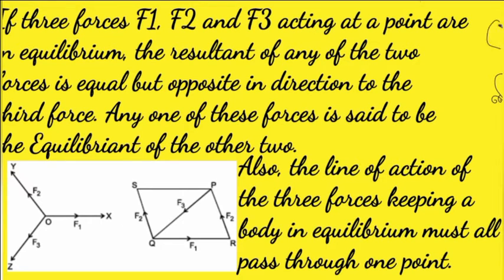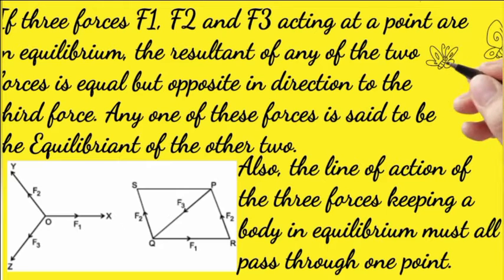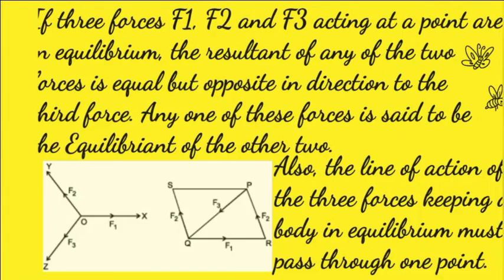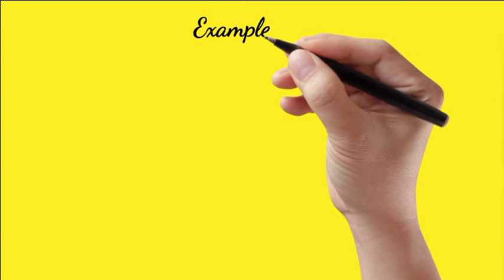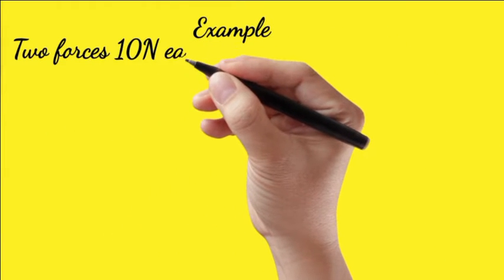So you can see three forces here acting at the point O. Three forces F1, F2, and F3. So it means any of the third force can be the equilibrant. So let's look at an example.